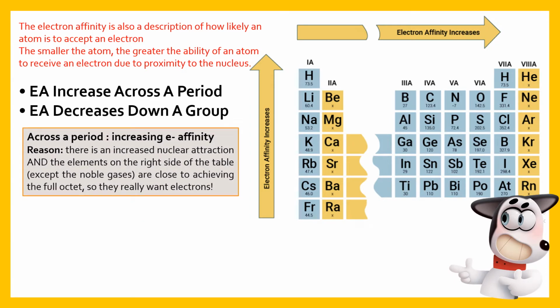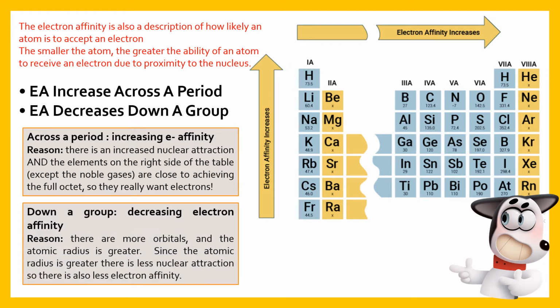Let's see why it increases across a period. The reason is that there is an increased nuclear attraction, and the elements on the right side of the table, except for the noble gases, are close to achieving the full octet. So they really want an electron.